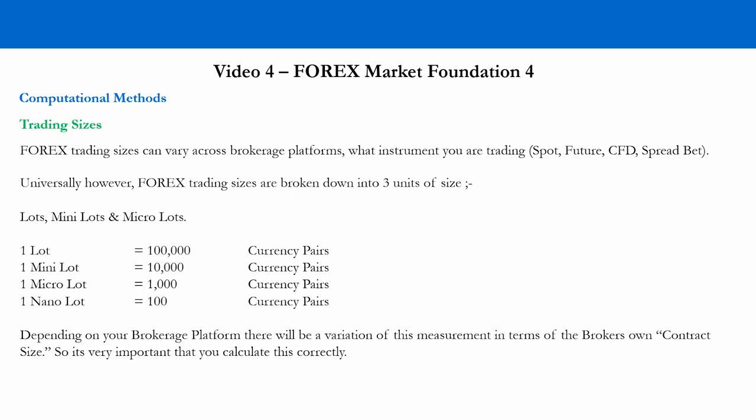One lot basically is 100,000 currency pairs. A mini lot is 10,000 currency pairs. A micro lot is 1,000 currency pairs. And a nano lot, depending on the platform you're on, is 100 currency pairs. Nano lots tend to be available in the UK, Europe, and Asia. In the US, not so much. But depending on your brokerage platform, there'll be a variation of the measurements in terms of the broker's own contract sizes, depending on the product that you're trading and the platform that you're trading on.